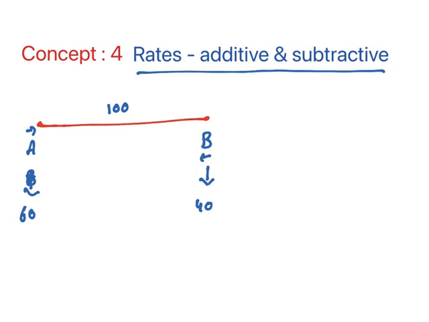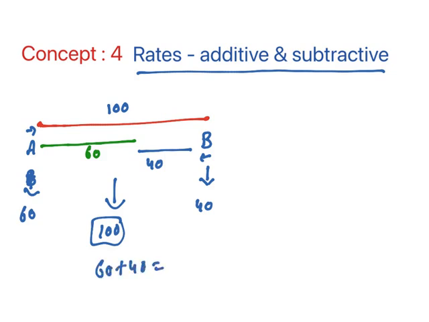So in 1 hour what happens? A moves 60 kilometers whereas B moves 40 kilometers. So totally how much did they move? 100 kilometers. So what is the rate here? 60 plus 40 is 100.